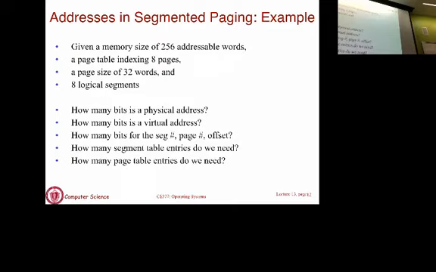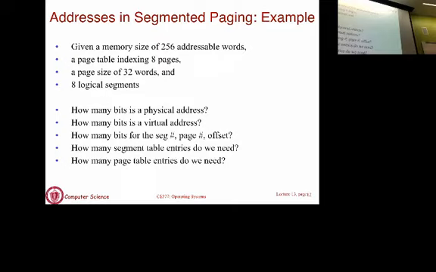Now the next question is, how many bits do you need for a virtual address? Typically until now the physical and virtual addresses were of the same size, but they will no longer be, because our virtual addresses have 3 components: a segment number, a page number, and an offset. So the number of bits you need in the virtual address is the number of bits for the segment number, plus the number for the page number, plus the number for the offset. You can compute each of those.